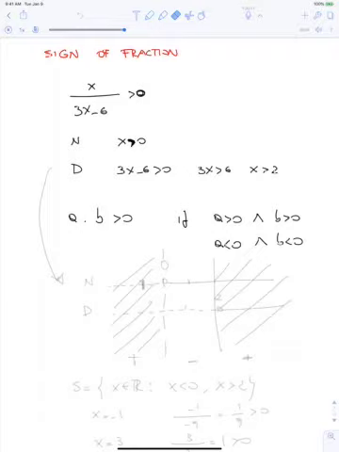So now let's go back to our fraction. We're still going to use our graphical representation. So the solution of the numerator is x greater than 0. The solution of the denominator, so this is numerator, this is denominator, is x greater than 2.